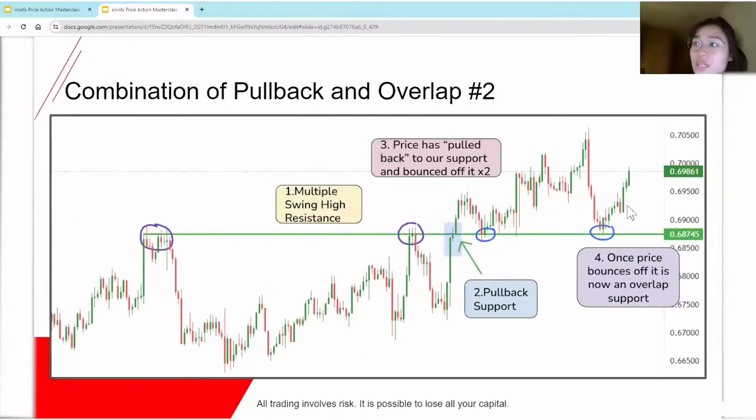Okay, here's another example. We have a couple of swing highs here. Price breaks out of the swing high resistance and pulls back to it. So once price breaks out of it, it becomes a pullback support. Once price pulls back to it and bounces off of it, then it becomes an overlap level. And once price bounces off of it again, it now becomes an overlap support.